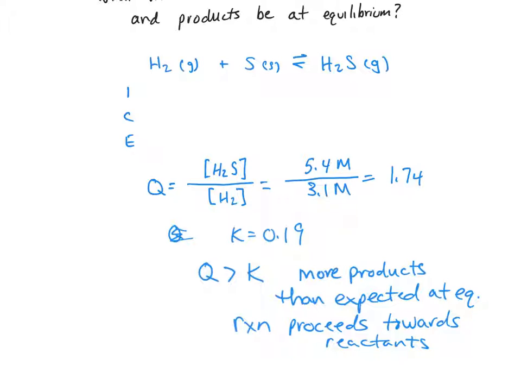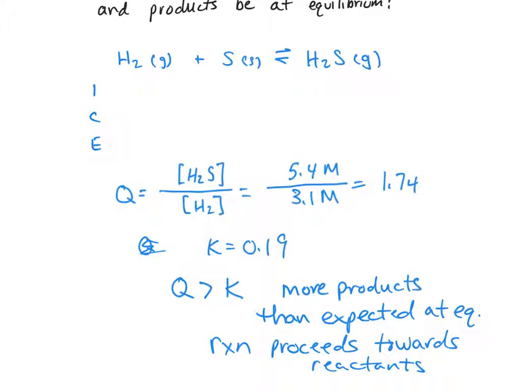Okay. So I'm going to go back up here. We're going to use these concentrations that we're given as our initial values in the ICE table. So we have 5.4 molar H2S, and we had 3.1 molar H2. Sulfur doesn't matter. I'm just going to draw a big line through it. I don't need to worry about it.